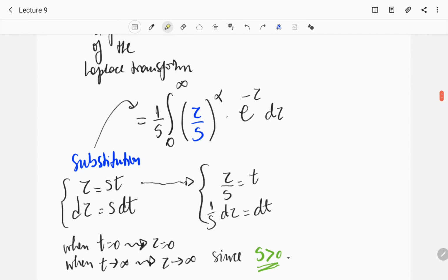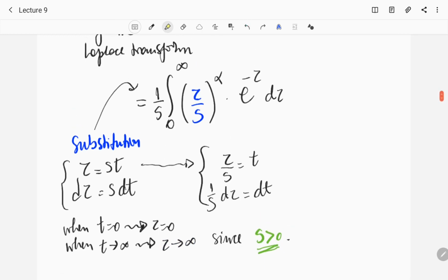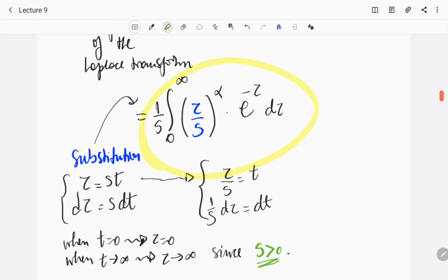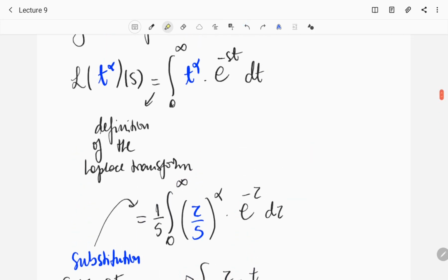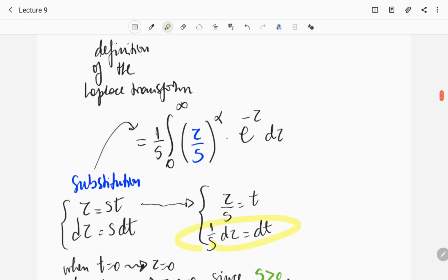And just pay attention to the limits of the integral. So when t is equal to 0, tau is equal to 0, so we keep this limit. And when t goes to infinity, then tau also goes to infinity, and here we're using that s is positive. Okay, so we get this expression. And this 1 over s comes from this substitution here, okay?